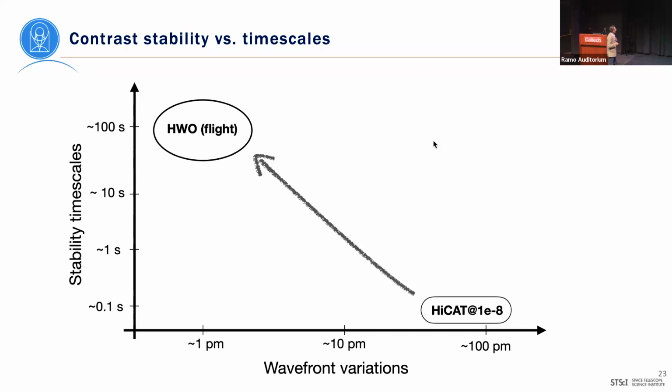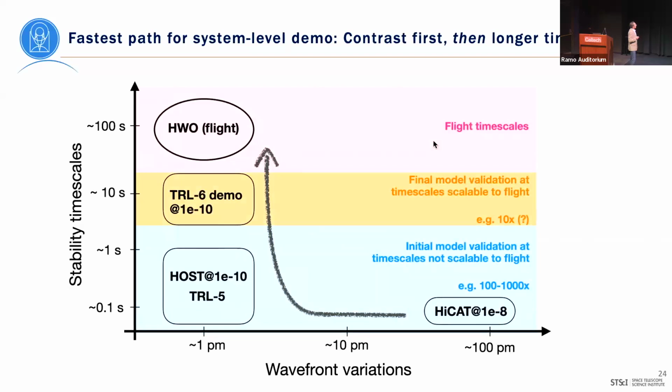So going through 3 orders of magnitude of timescale and 2 orders of magnitude of contrast seems not the direct path to us. And what we think is the right approach is to attack the contrast first at rapid timescale. So you still have to worry about picometer, but over 10 milliseconds, it's easier than worrying about picometers over tens or hundreds of seconds, and then grow the stability over the timescales in a second step.